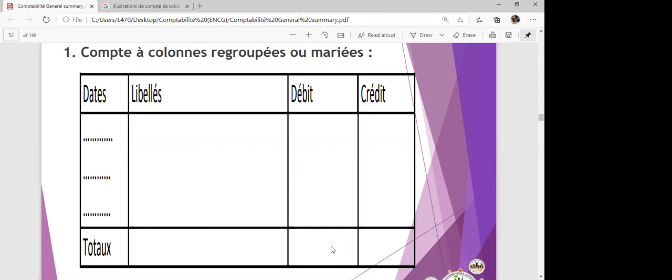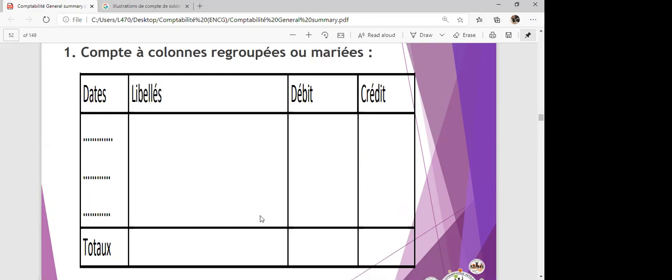Okay, sadly, I cannot edit this document, but I hope you're able to follow through. So you would write 10,000 here and 10,000 here. But we initially know that the credit side amounted to a total of 7,000. So what you would do is, just before the line for the totals, write 3,000, the difference between 10,000 and 7,000. And what you'd write here is solde.